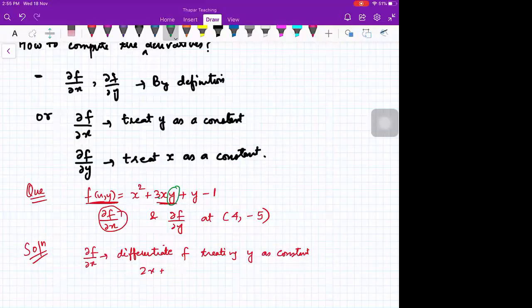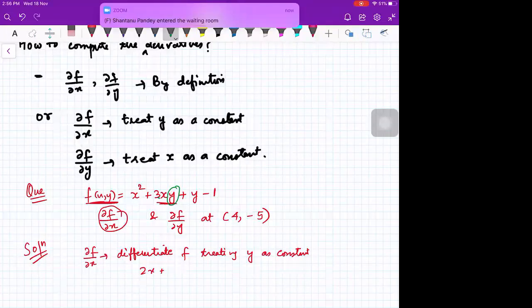We are asked to compute the first order derivatives, meaning both the derivatives, right? Because now we don't have a single derivative, we have two derivatives. First order means ∂f/∂x and ∂f/∂y. Second order derivatives are three. We will see that later on. Right now we are talking about first order derivatives, right? Okay.